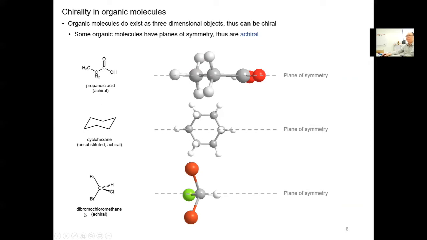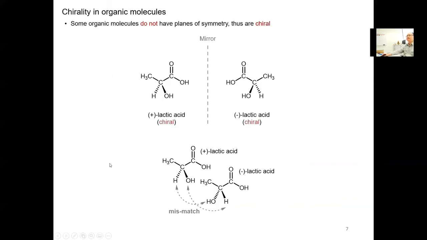So if you have dibromochloromethane, you also can find an internal plane of symmetry, which is in the middle between these two big bromo atoms. Okay, and the green chlorine and the hydrogen are exactly on the plane of symmetry, and the above bromine and below bromine are mirror images of each other. So it's an internal plane of symmetry. Thus, this molecule is an achiral molecule. But some organic molecules, I would say many of them, do not have internal planes of symmetry, thus are chiral.